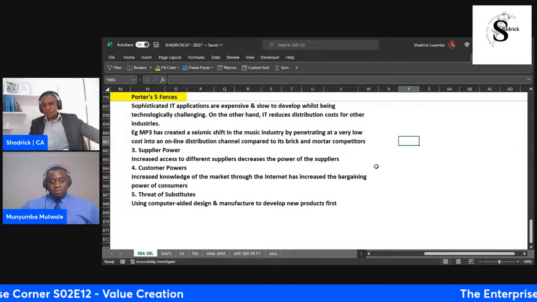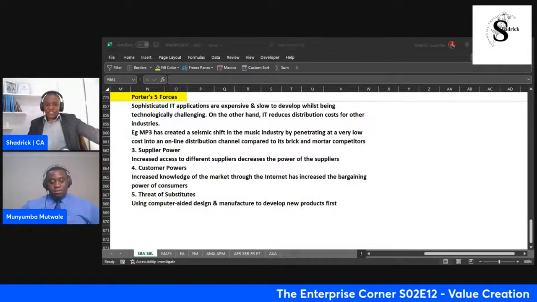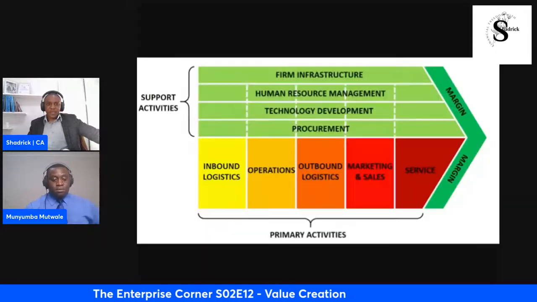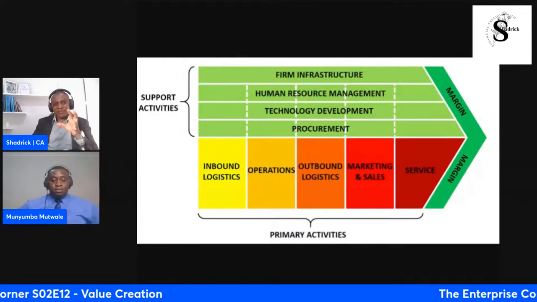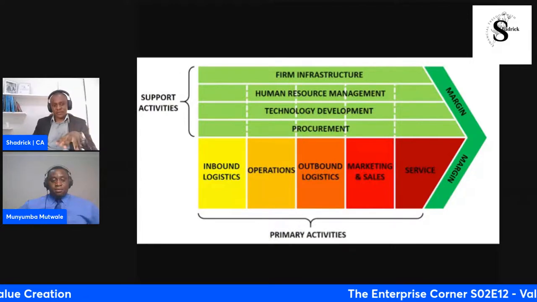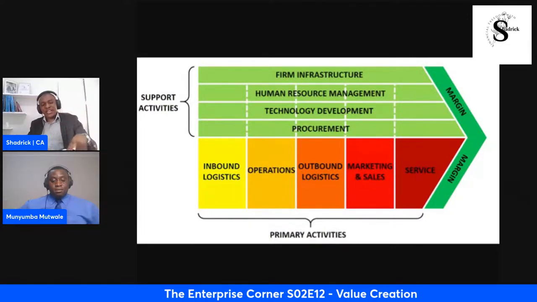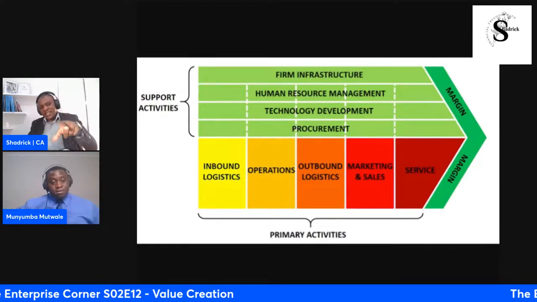So looking at what Minyum has been able to say here, Zambeef has been able to be successful now because they've understood something here. Minyum, please bring back that diagram. Okay, there we go. Good. Yes. They have understood that this part here, the inbound logistics, was something that was taking them down. So what have they done? They focused on what is now working for them, and they are now succeeding. So you want to do better on the first part there, the inbound logistics.